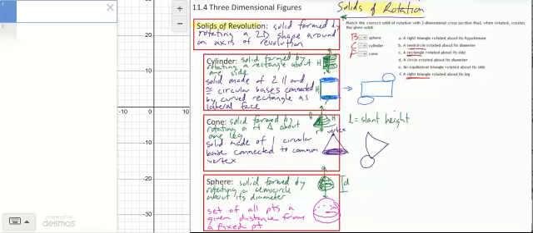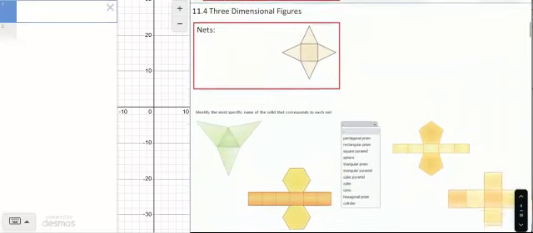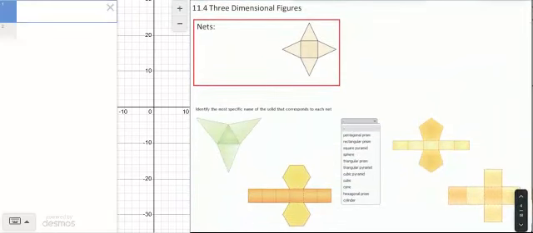All right, obviously this is just an introductory chapter. We're not going to go into the details of labeling too much of this. The only other thing that you're going to see on this short assignment is the idea of a net. A net is just a two-dimensional pattern to represent three-dimensional solids.